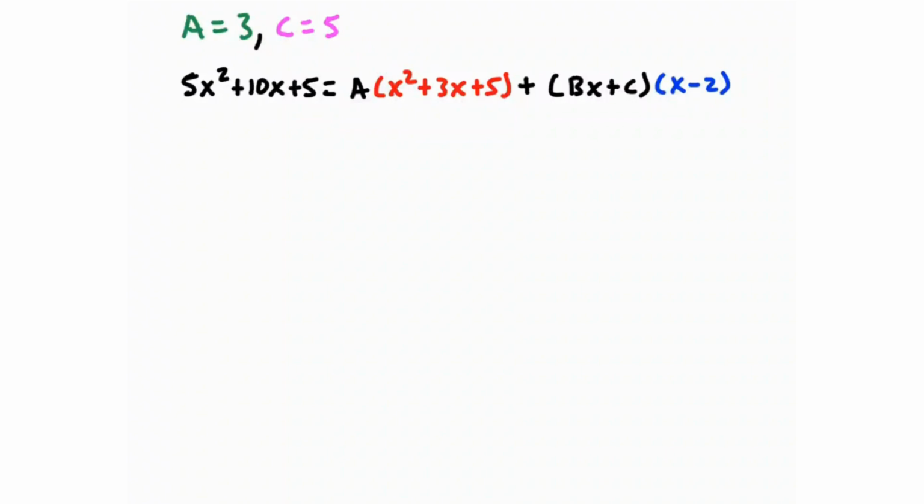So in the previous page, we solved for a, which was 3, c was 5, and then we have this 5x squared plus 10x plus 5 equals to this. This is here for convenience, so we don't have to scroll back and forth. Now, we need to solve for b.